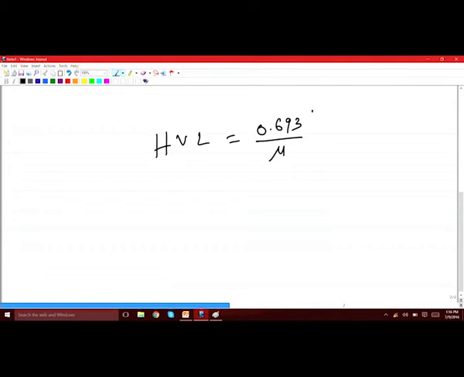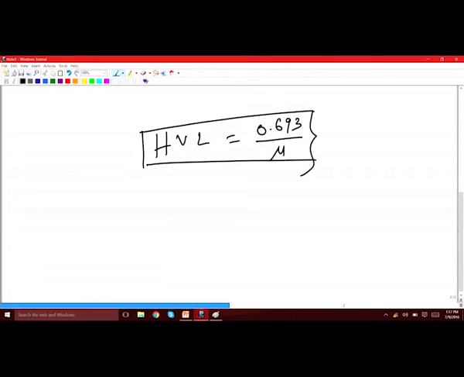Let us take an example and then see how lead or any other material can be designed to make a shielding chamber based upon this half value layer. For lead, mu is known, and from this relationship you can find out HVL for any given material.